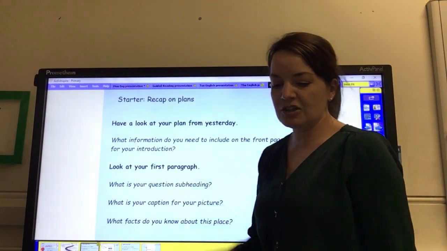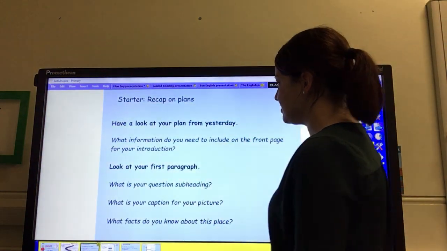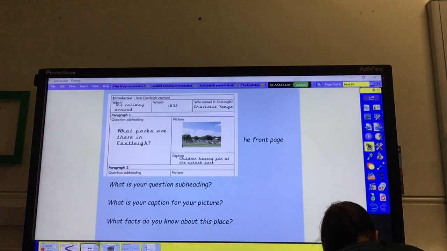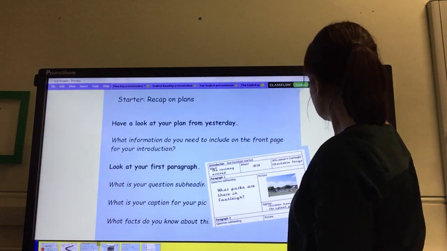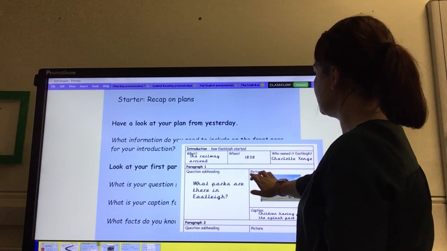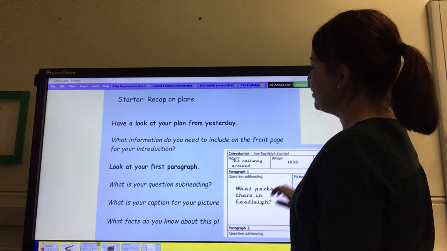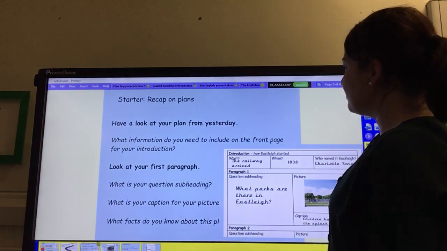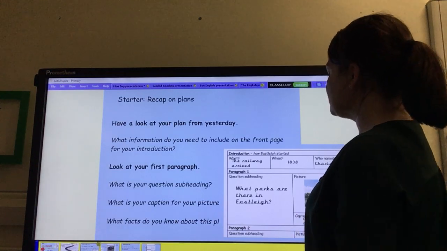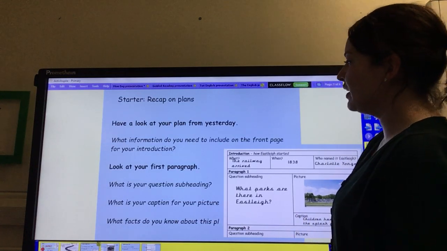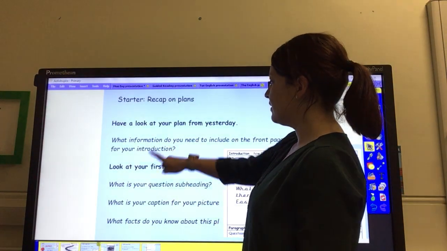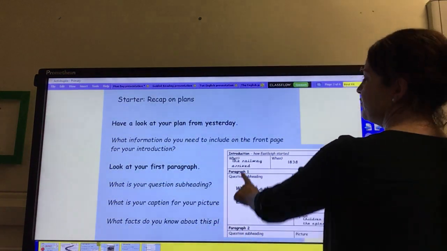So, first thing you need to do is find your plan from yesterday. There it is. Didn't mean to make it a wonky angle, there we go. Have a look at your plan from yesterday. What information do you need to include on the front page for your introduction? That's the only bit we're going to worry about to start off with.